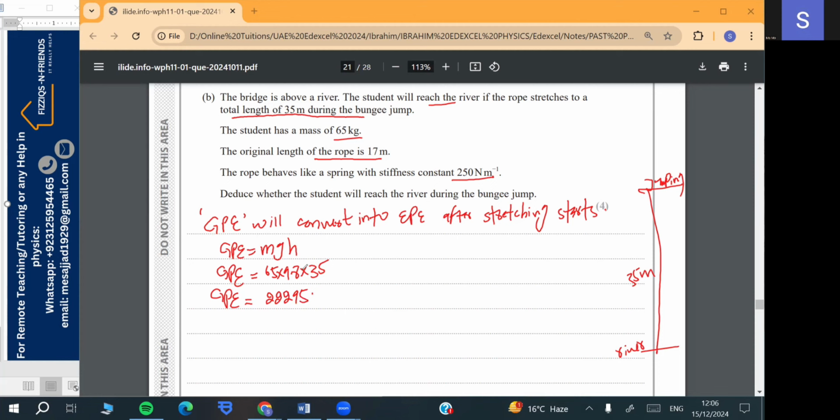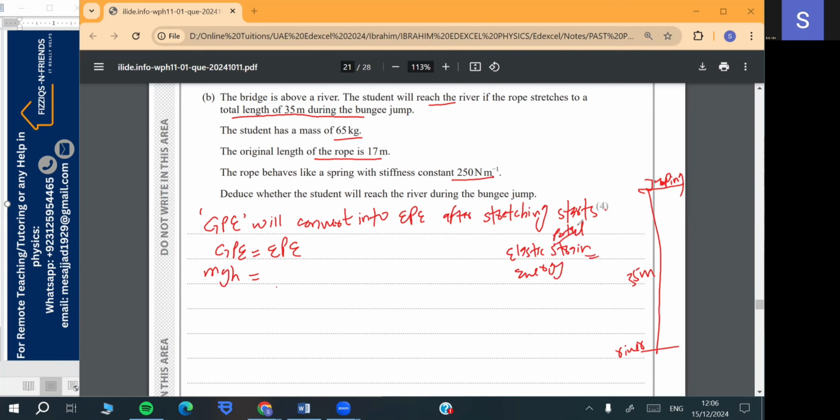I think I need to follow another approach, an easier one. This will be a little longer. So let's do it another way. When the stretching starts, the gravitational potential energy will be converted into elastic potential energy. So mgh equals, what is elastic potential energy? According to the elastic strain energy formula, strain energy or potential energy is the same thing. It equals half k x squared, where x is the extension, delta x.